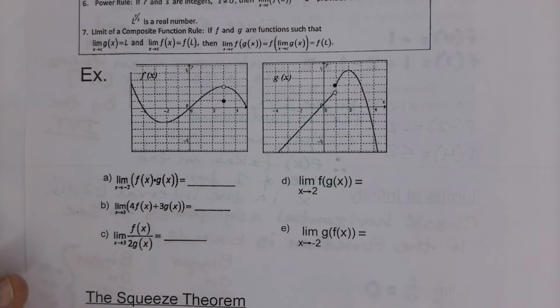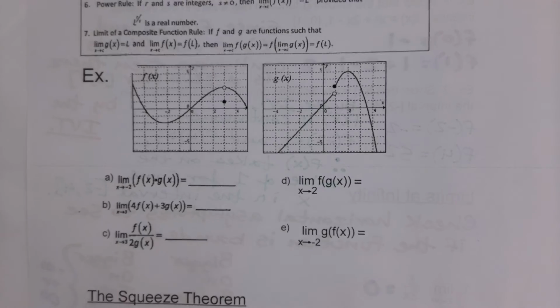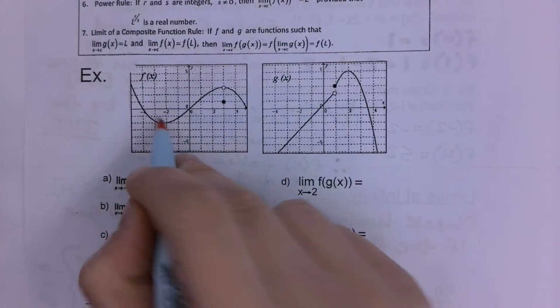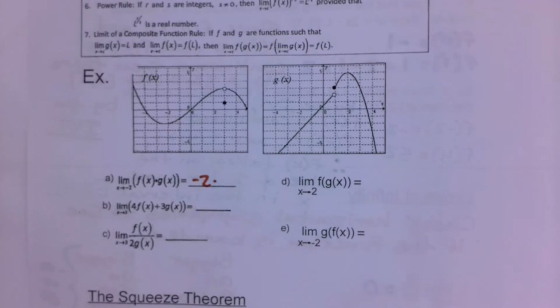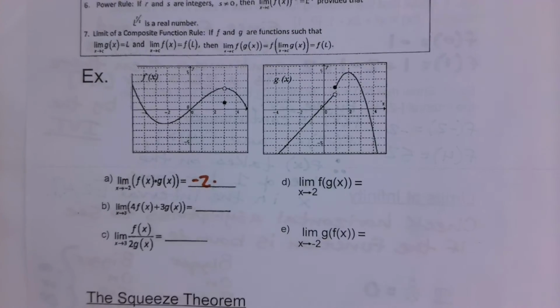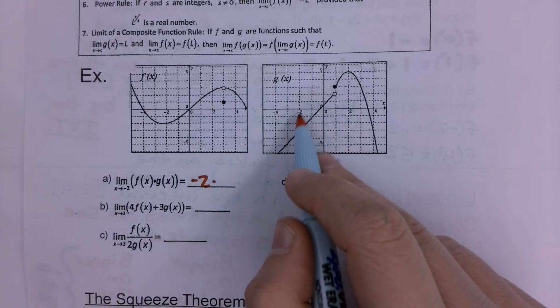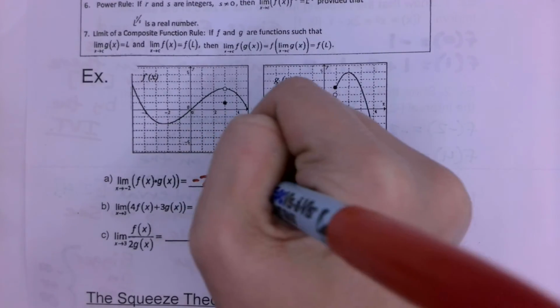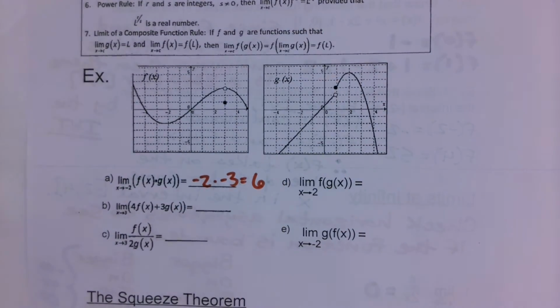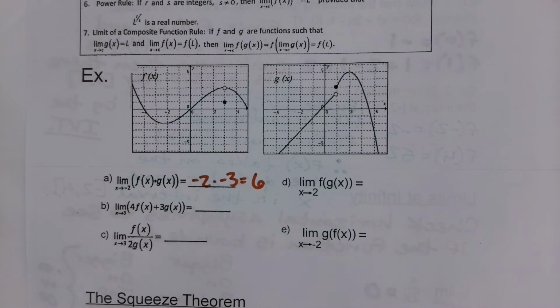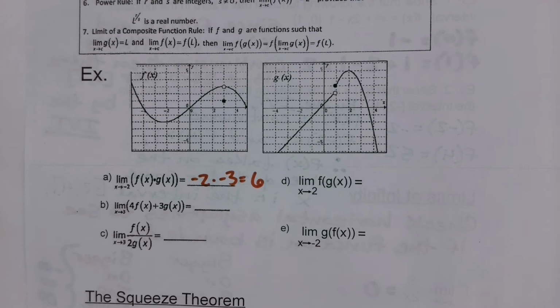So what do we think the limit is as x approaches -2 for f of x? Yeah, it looks like -2. How about for g of x? Yeah, -3. So this limit would end up being 6. If either of yours ends up being a does not exist, it doesn't matter what operation you're doing. If you're adding, subtracting, multiplying, or dividing, and one of them doesn't exist, then the overall limit doesn't exist.